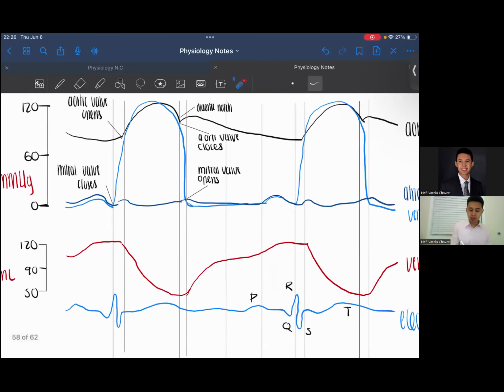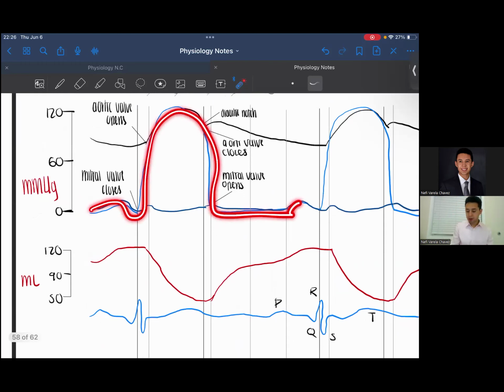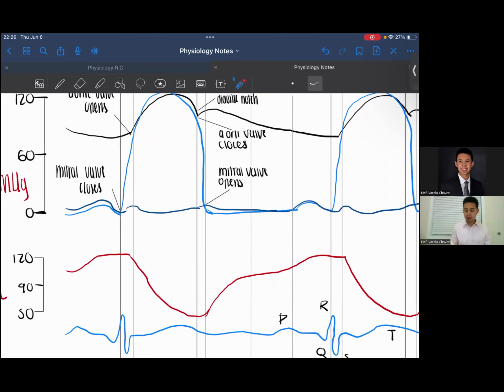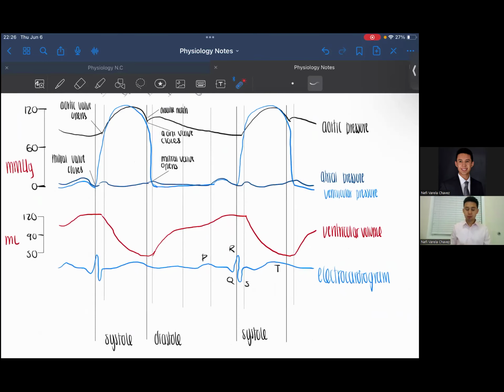So here, as you can see, this is a continuous graph, and it repeats here. We're going to have the mitral valve opening, okay? And this part is the diastole. Something to say: systole means contraction, diastole means relaxation of what? Of the ventricle. So when I say systole, I'm saying the contraction of the ventricle. When I say diastole, I'm talking about relaxation of the ventricle. So the mitral valve is going to open in the relaxation of the ventricle.